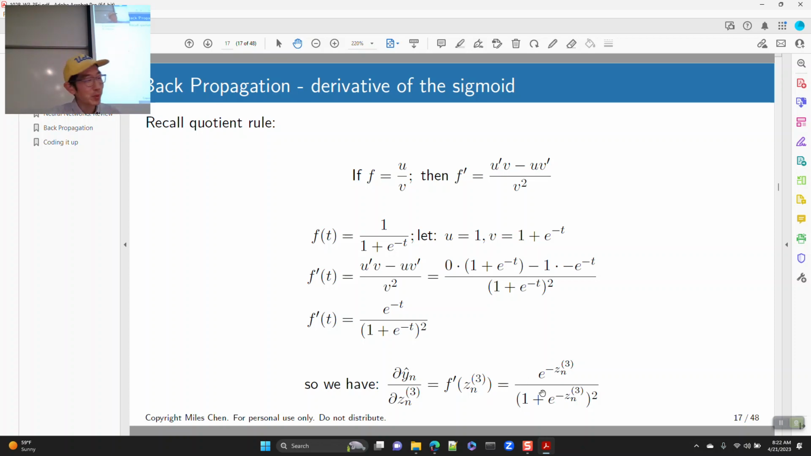All right, so anyway, this is what we get, right? So this is our f prime. This is the derivative of the sigmoid function, and this is what we have here. Okay, so that's fine. For simplicity, I'm just going to leave it as f prime, but we know internally it's this thing, okay?